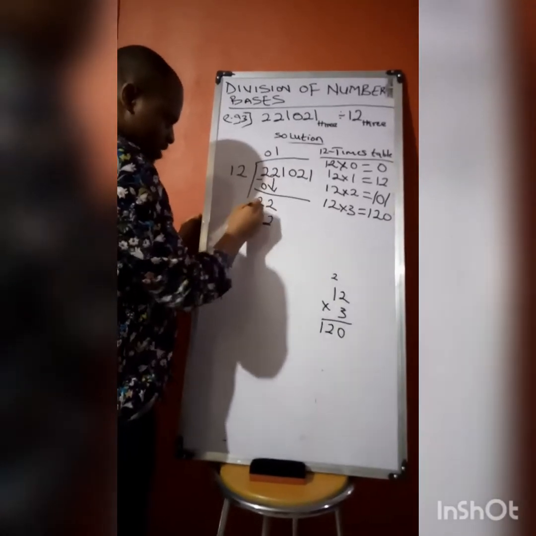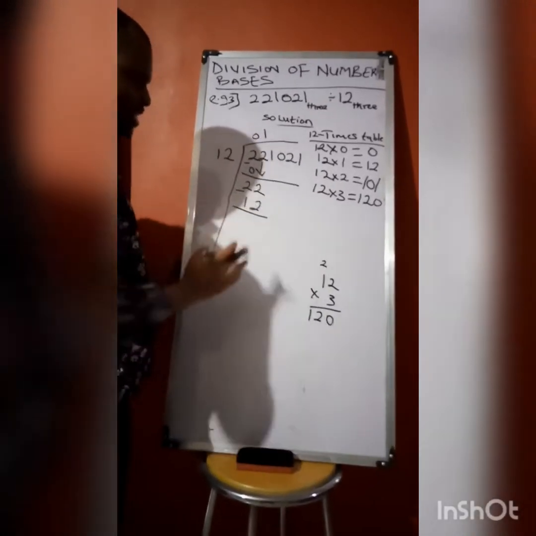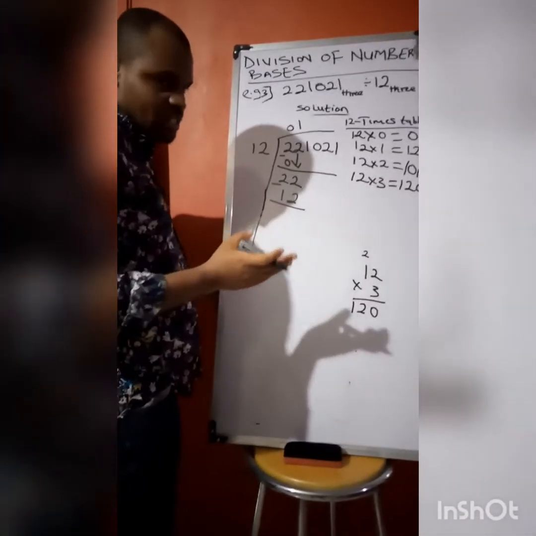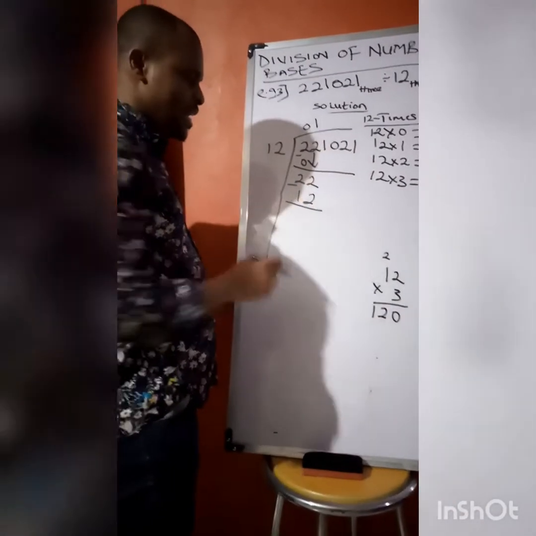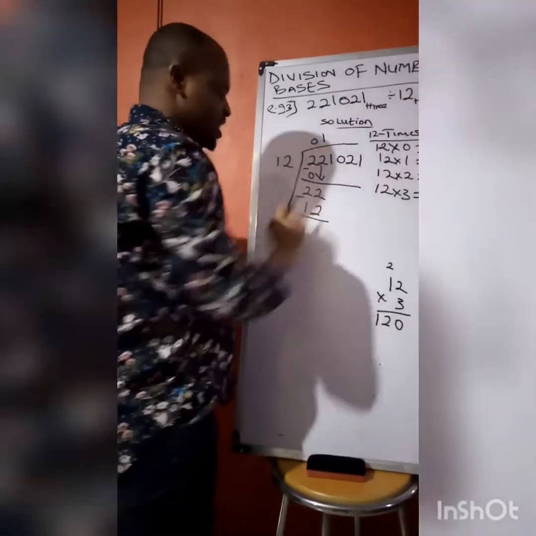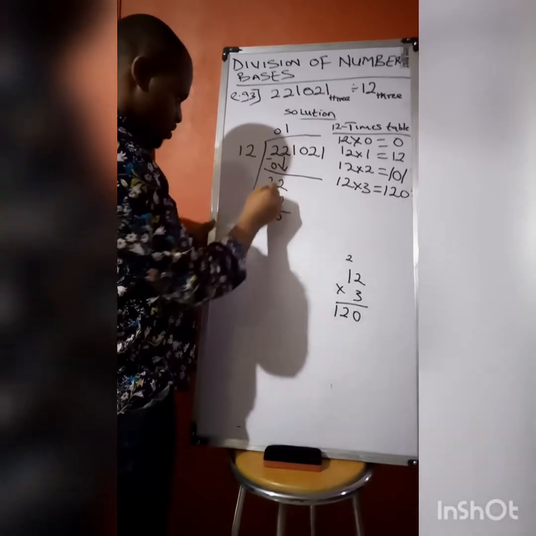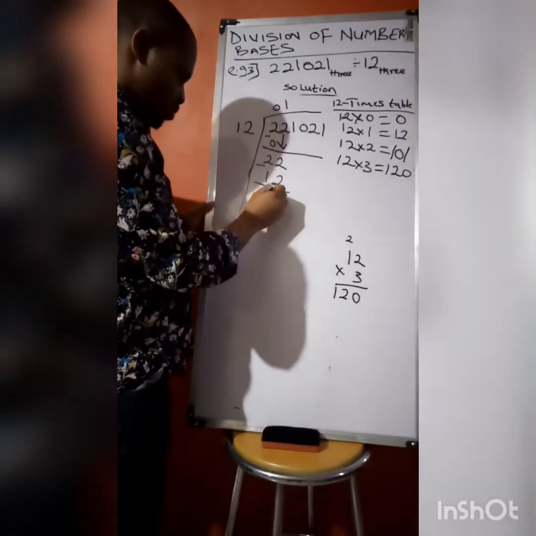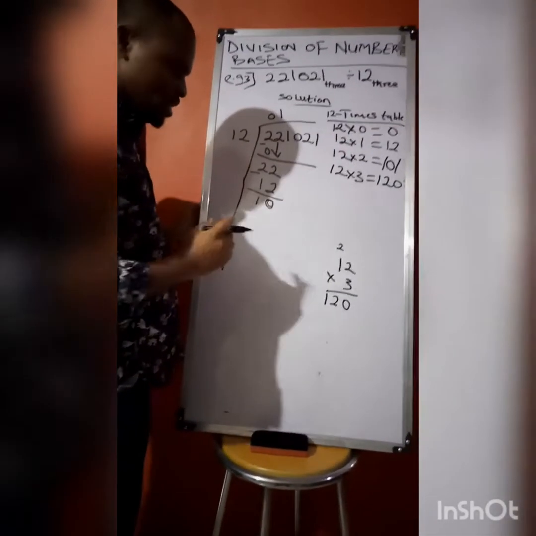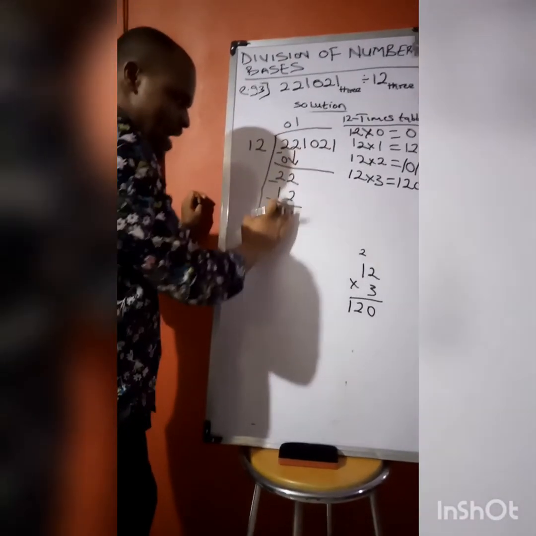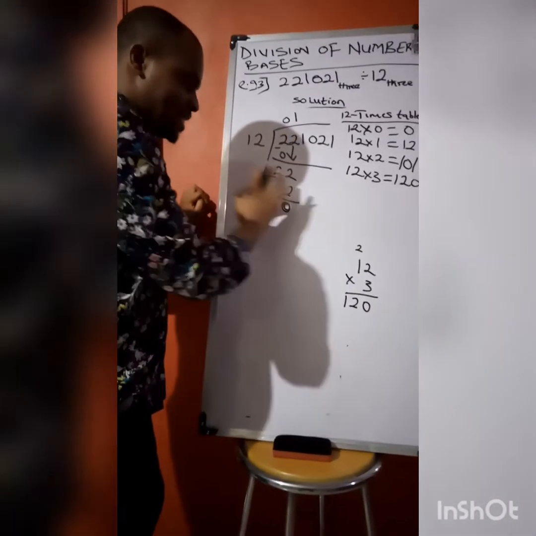1 times 12 is what? 12. I subtract. Don't make the mistake of saying 22 minus 12 is 10. No, it is not 10. We are not working in base 10. We are working in base what? In base 3. So 2 minus 2 is 0. 2 minus 1 is 1. Okay, so in base 3 it also gave us the same 10. Okay? Alright, because the numbers are tallying.